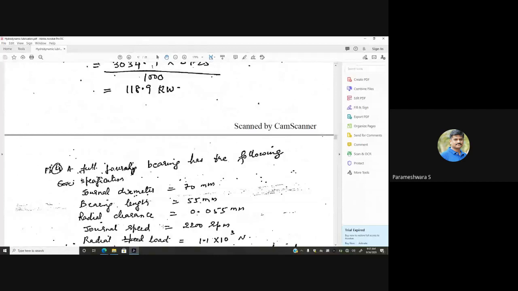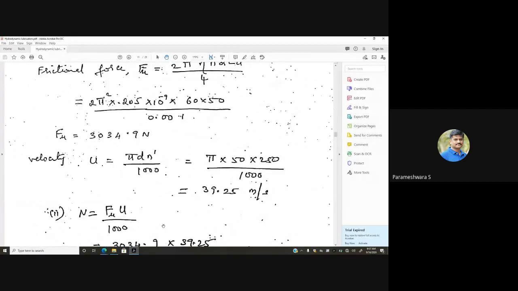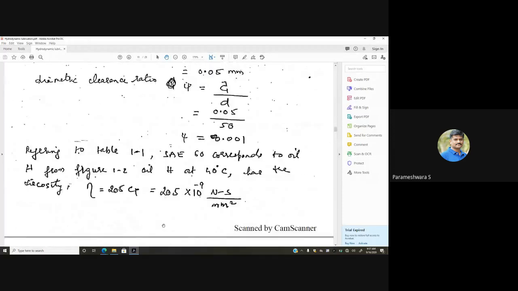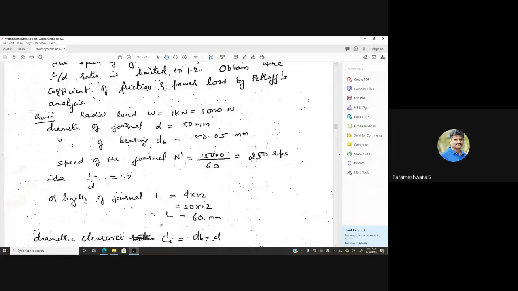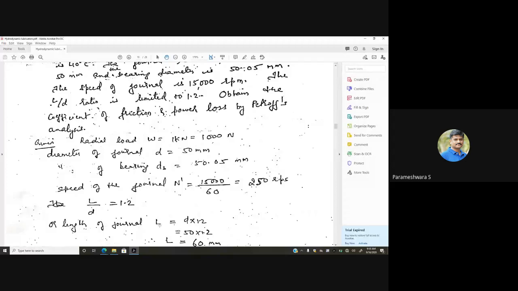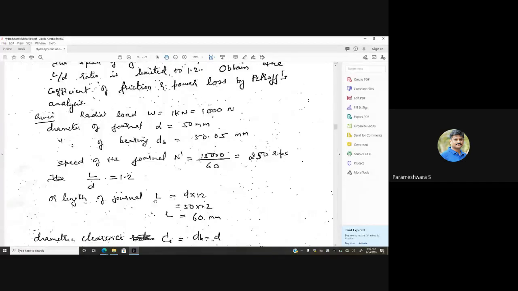We have sufficient time. We can finish this problem by today itself. Not an issue, so I will continue this problem. We'll just finish up this problem. We have 15 minutes more time to cover. Just list out the given values.